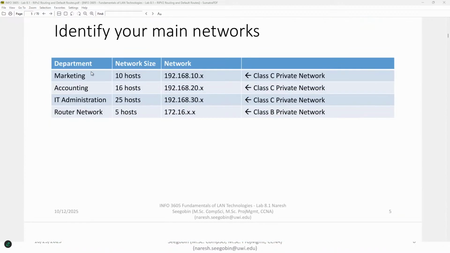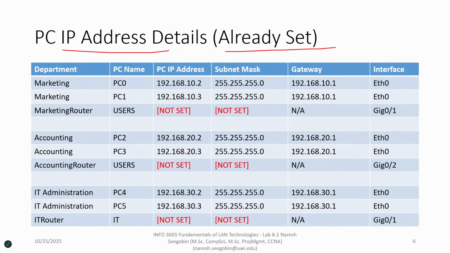Your marketing network will be 192.168.10, and then you start to set the IPs. You could arbitrarily set the IPs 10.2, 10.3, and 10.1 is supposed to be the default gateway. Why? Because it's set here, and that's why you put that information there. You don't want to ask why you didn't use 10.1. This is where it is used.